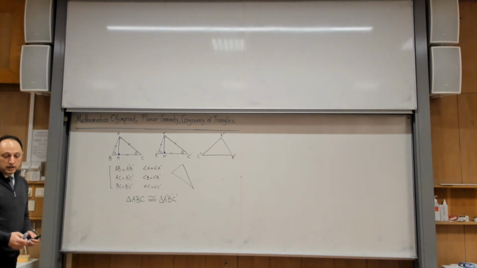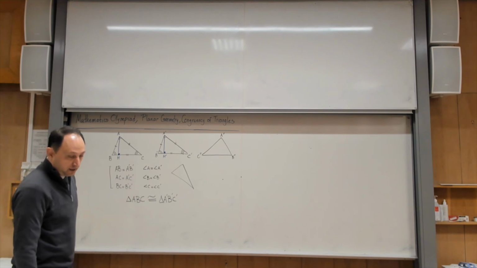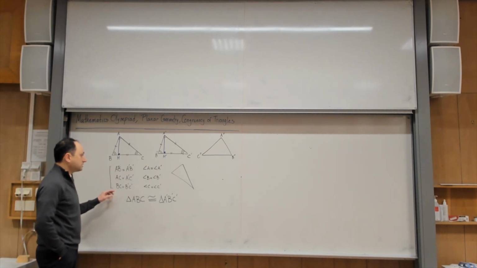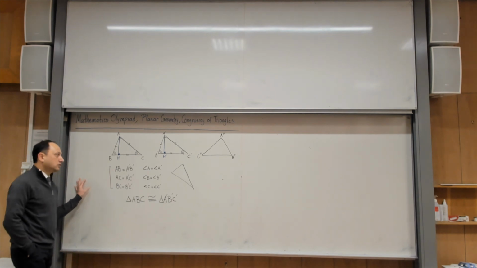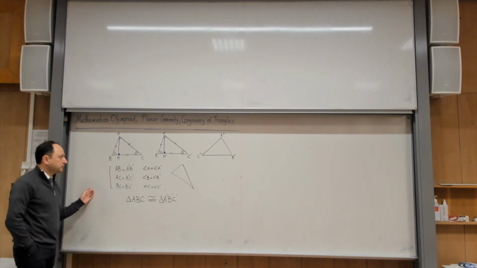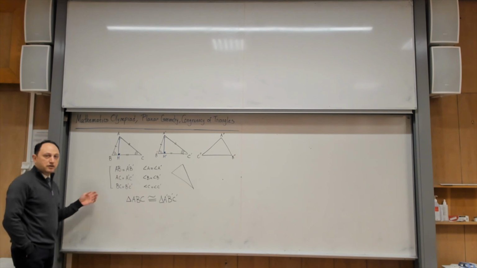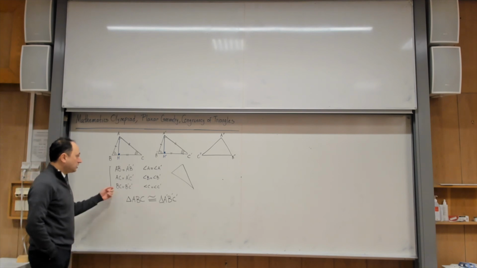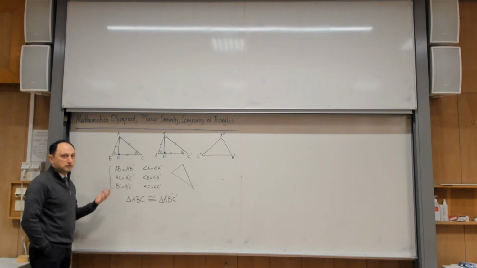Okay. And then it turns out that we really don't need to check all these 6 conditions to conclude that two triangles are congruent. Some of them are enough. Actually, 3 of them chosen in a wise way are enough so that you can conclude the other ones.